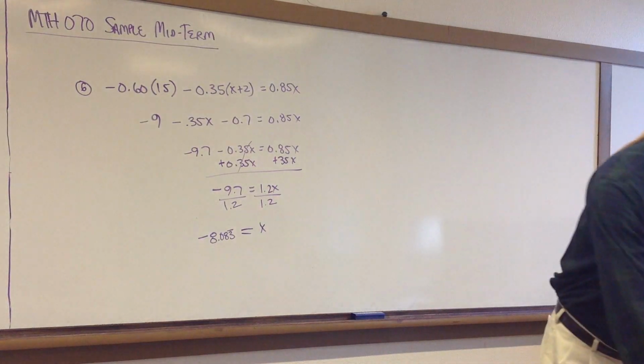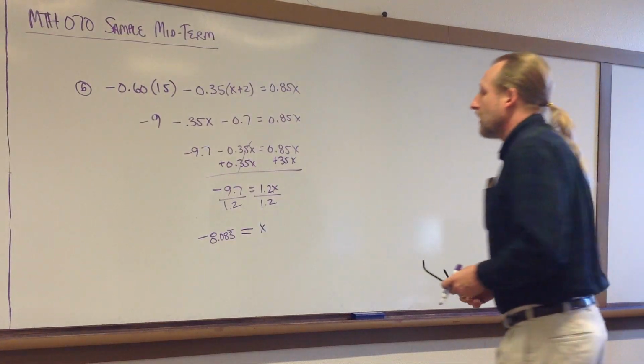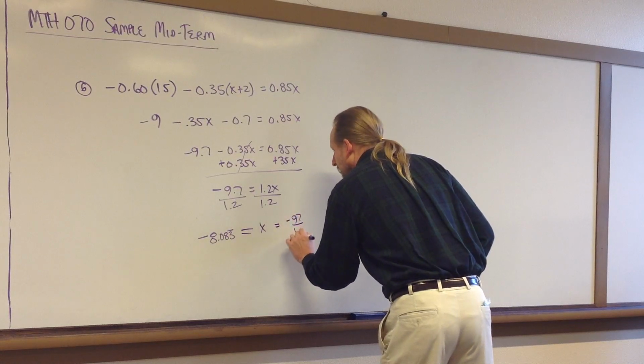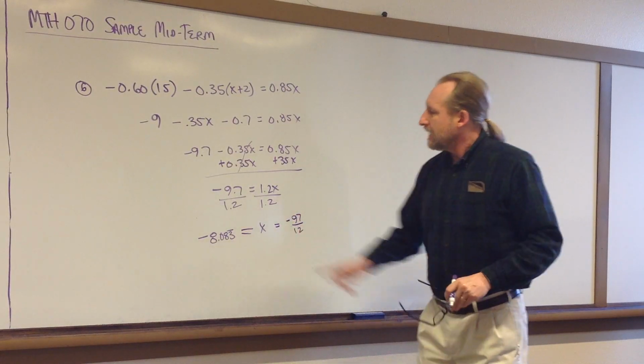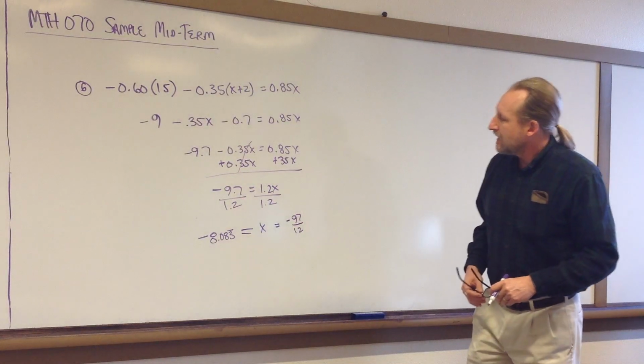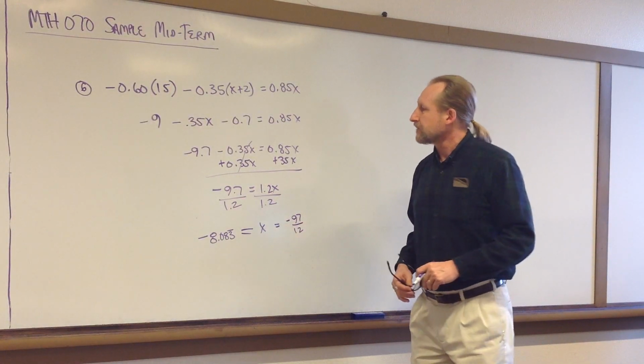Anyway, any of those forms for your answer is fine. If you want to call this 97 over 12, that's fine. It's bad form to have decimals in your fraction, and so it is good to simplify if you're going to leave it as a fraction.